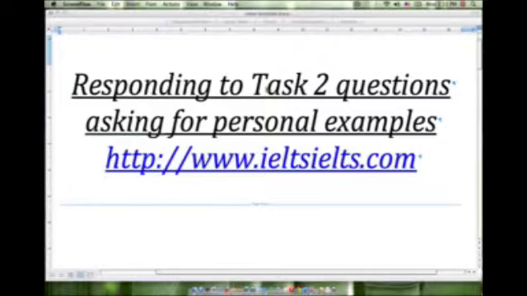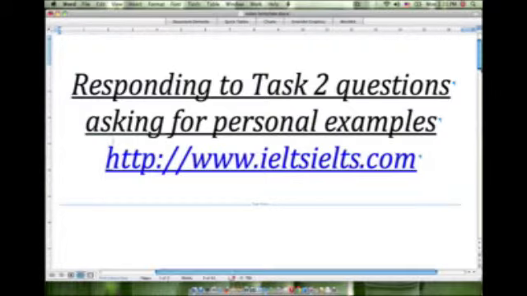Today we are looking at how to respond to a Task 2 question that asks for personal examples. The question that we are looking at today was given to me by a number of students who took the exam in San Francisco, California. This is a question that was on the general exam, and all students took the exam in early September 2011.